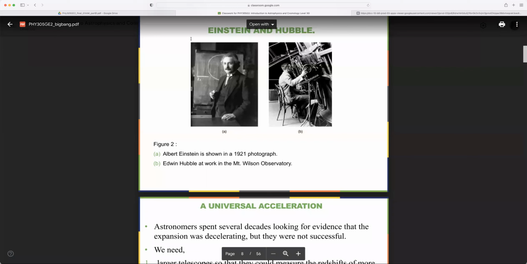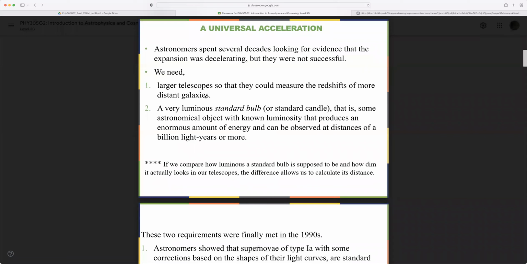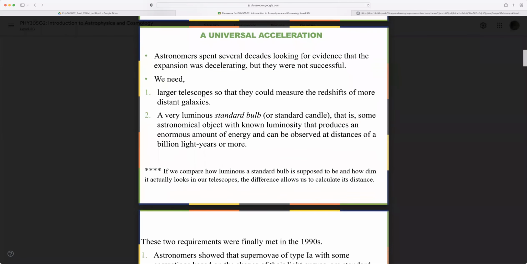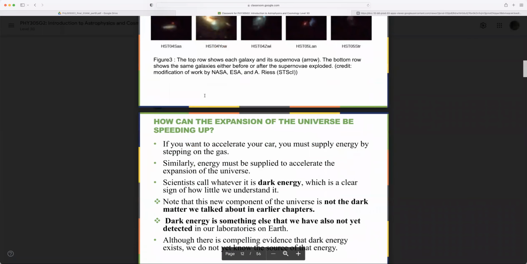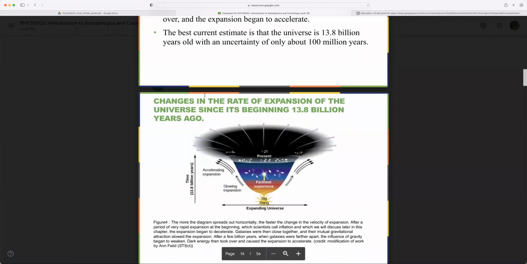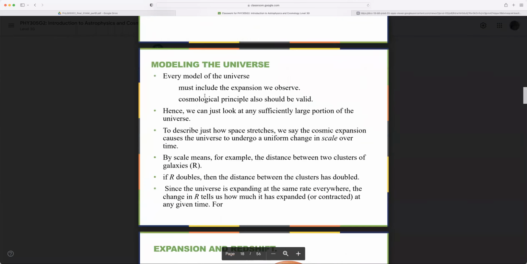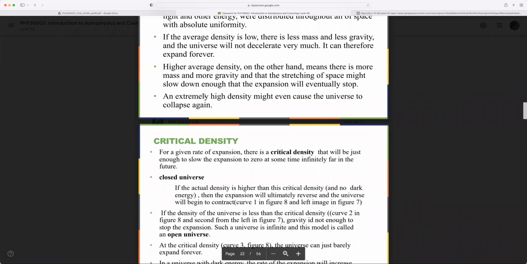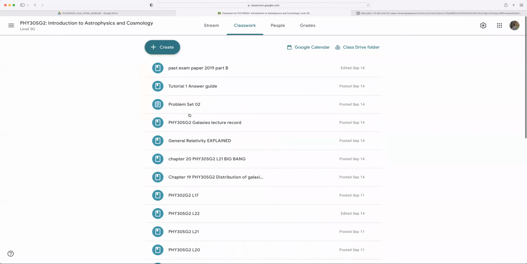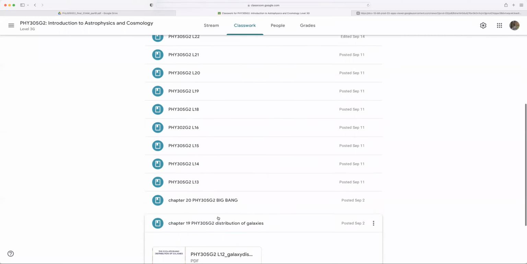Right. So what I have discussed is that here you get the idea about the acceleration of the universe, how they found it, and about the expansion of the universe, those kinds of information. And then we have different models of the universe. Actually, I forgot that there is one lecture that we need to look at before we go into this part. That is about the distribution of galaxies, where you have these equations that you require. Right, so let me go through that.